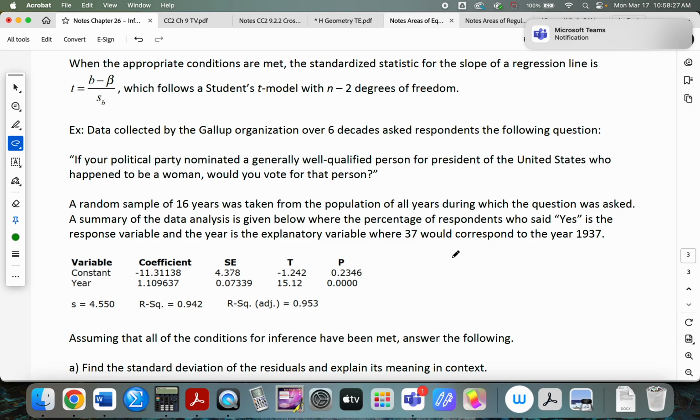Let's see, how much time do we have left? 15. Oh, we have enough time to do this. So let's take a look at an example.